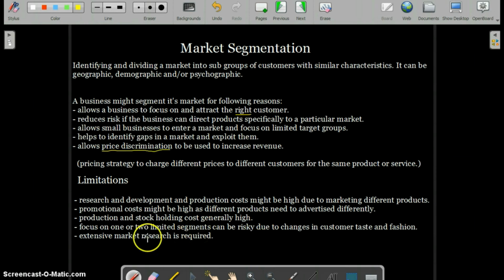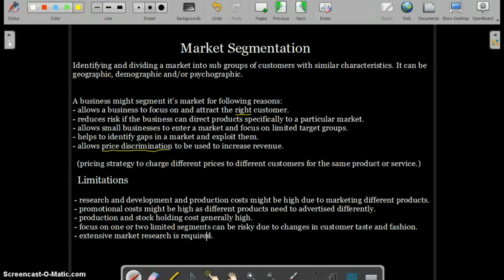And of course extensive market research is required, which is costly and has its own limitation. What if the market research is not appropriate, what if it's not accurate? Then your whole money is gone and you can't even target the whole market which you needed it for. So these are just some basic examples.